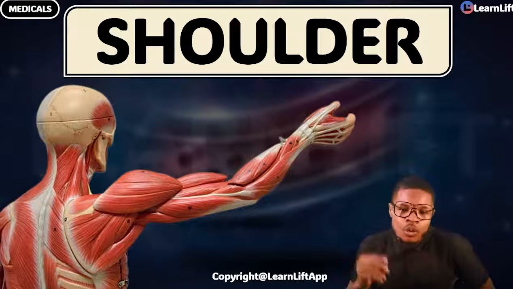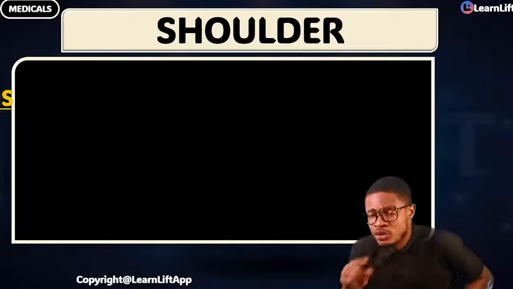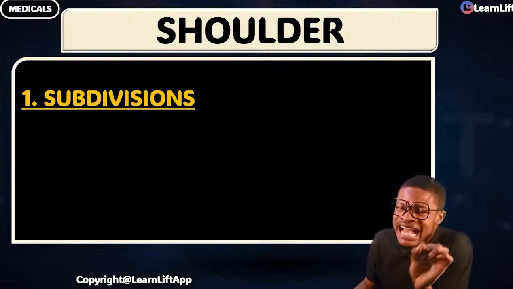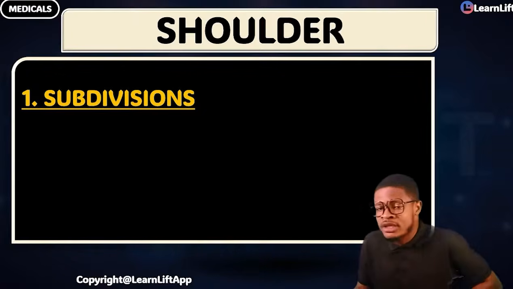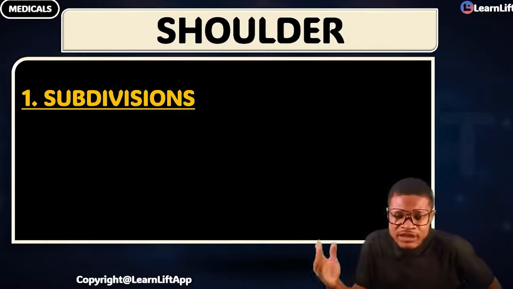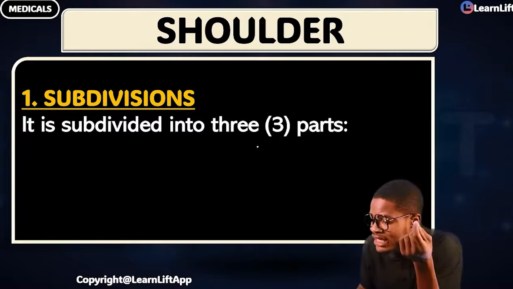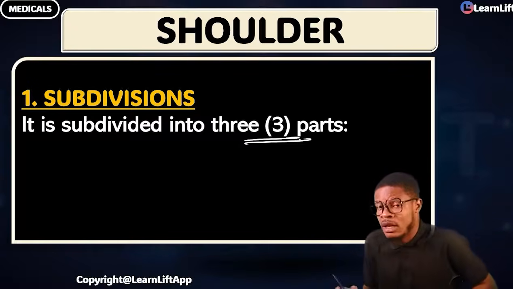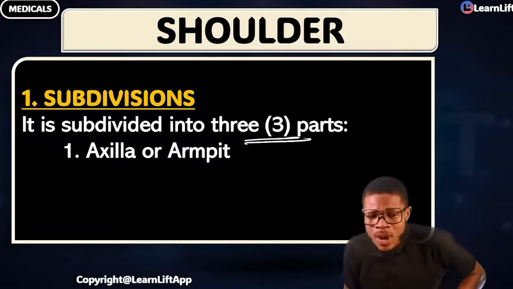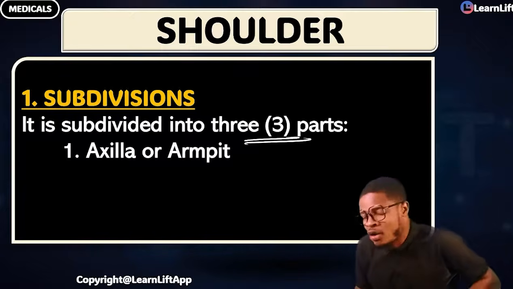In the shoulder, what are we going to see there very quickly? I'd like you to know this very fast, that the shoulder is subdivided. In other words, how many subdivisions of the shoulder do we have? There are 3 of them. So we can say shoulder is subdivided into how many parts? 3 parts. What are the 3 parts? Number 1 is called the axilla or the armpit.